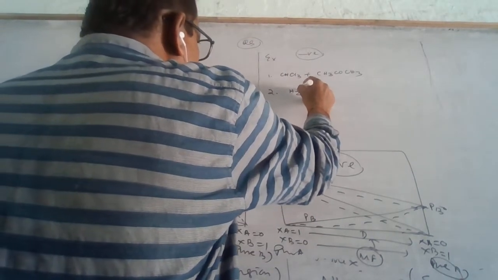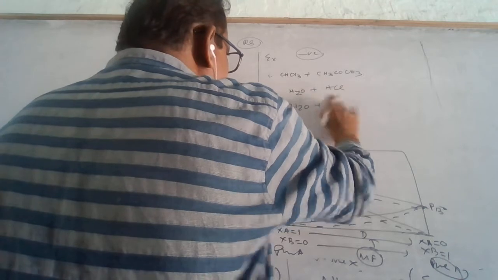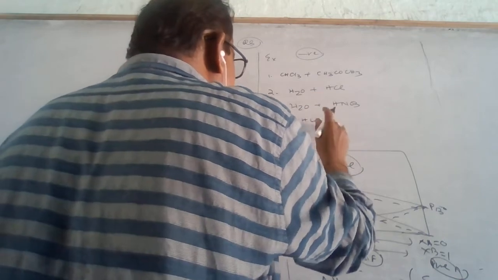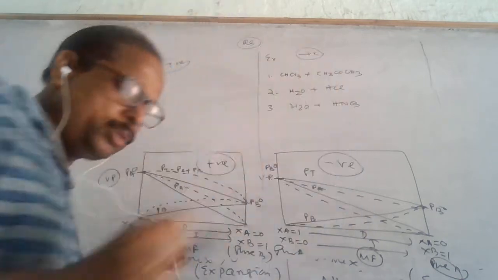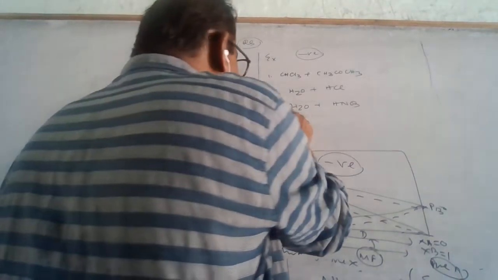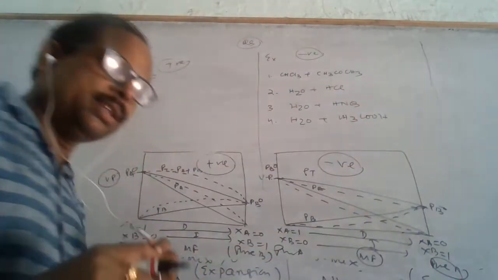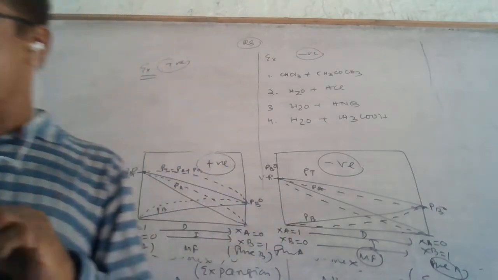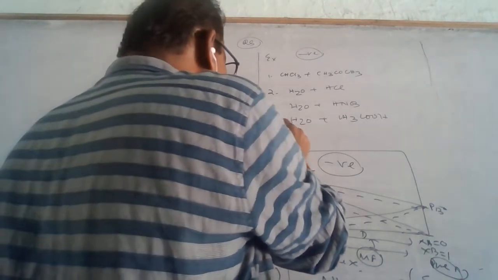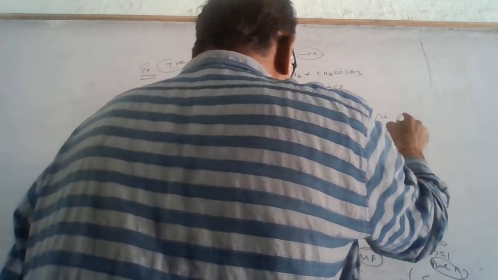Other examples are water and HCl, water and HNO3, and chloroform. These are the few examples. Water plus acetic acid is another example. Here the force of attraction can increase, and the polar solvent dipole-dipole interaction will decrease. So these are the examples where the force of attraction increases, like chloroform and benzene also.